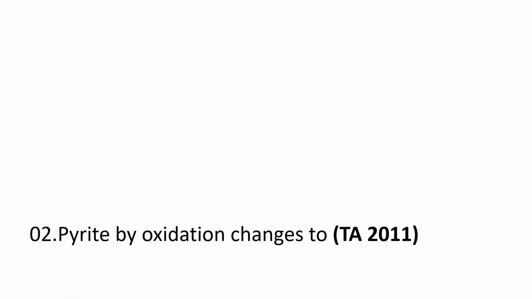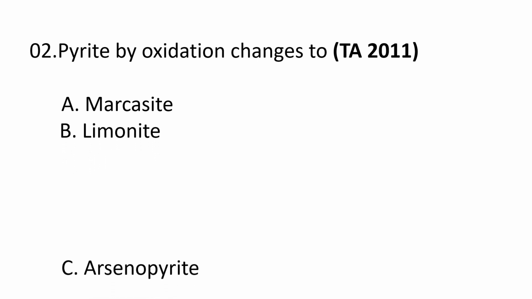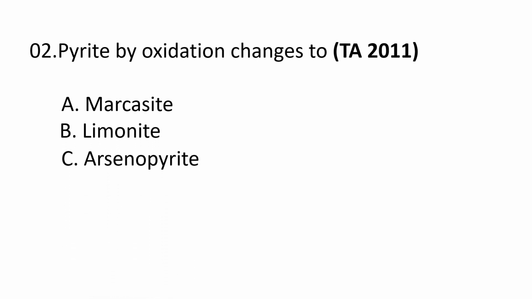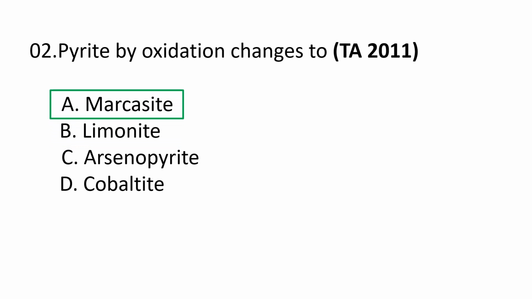Coming to the second question: pyrite by oxidation changes to. The choices are A. Marcasite, B. Limonite, C. Arsenopyrite and D. Cobaltite. The correct answer is A. Marcasite. Pyrite and marcasite have the same chemical composition, FeS2.